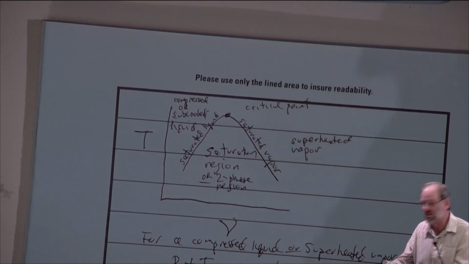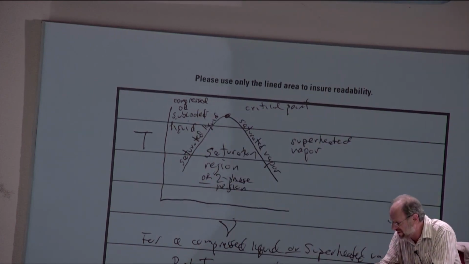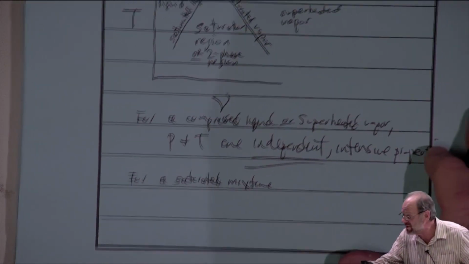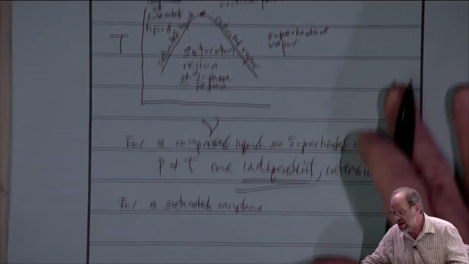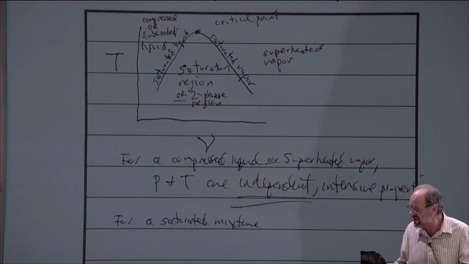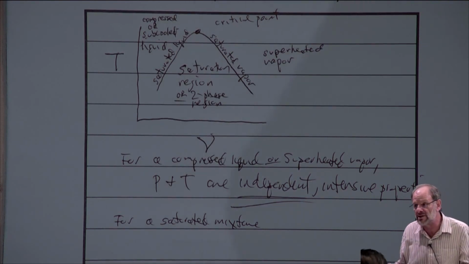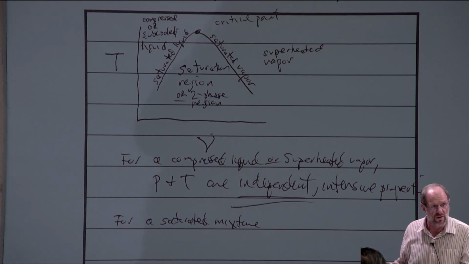The key here is that they're independent. But what about in the saturation region? So for a saturated mixture, as we'll call it, which we can also call a two-phase mixture, pressure and temperature are still intensive properties, but they're not independent anymore.